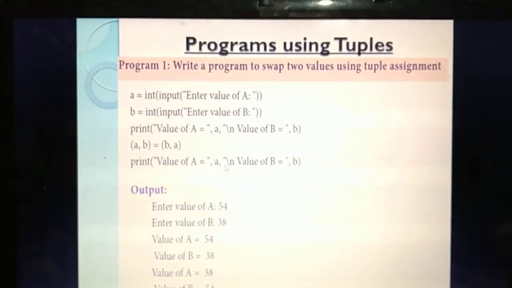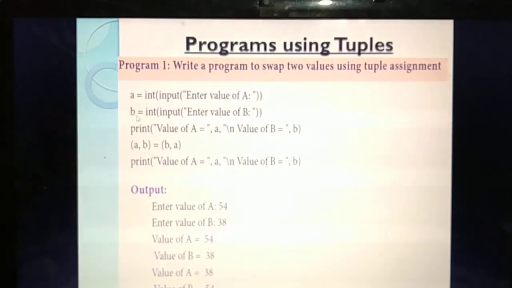So now you are going to run the program. See the output, what output you are getting. First output you get, enter the value of A. So you are entering the value of A as 54. Next, enter the value of B. So next you are entering the value of B as 38. Next, what output will you get? Value of A. What's the value of A now? 54. Next, the value of B is 38.